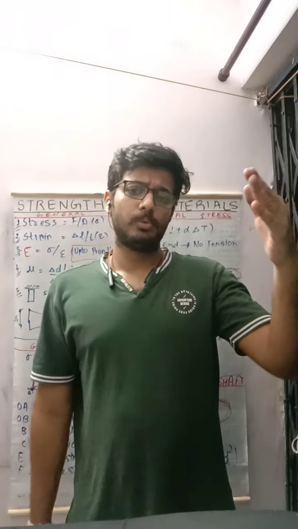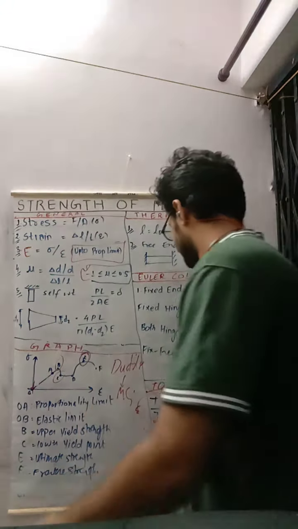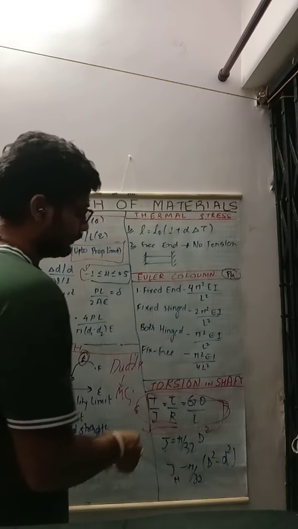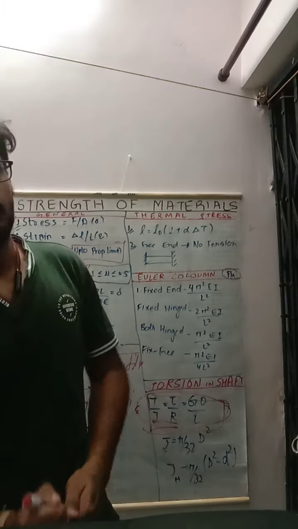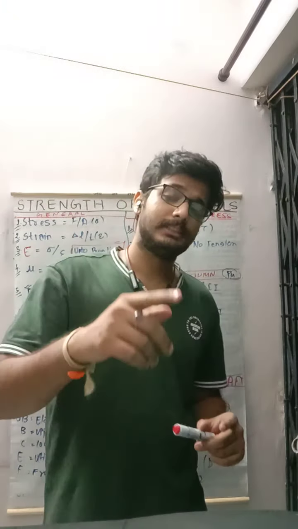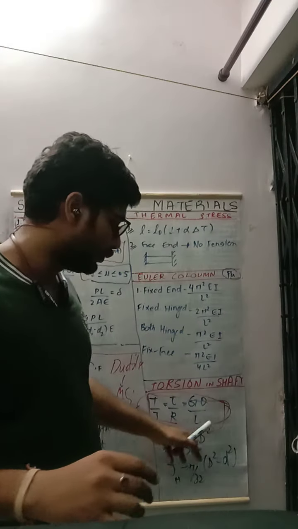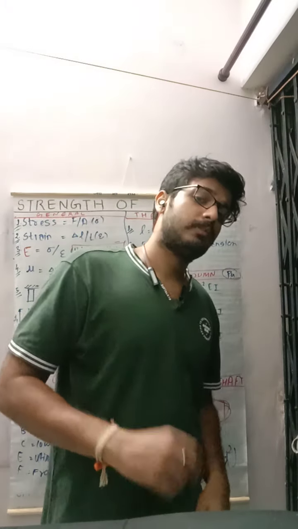Now torsion can be calculated with the help of this very beautiful formula. It's very important as well. T upon J is equal to tau upon R is equal to G theta upon L. Now what is it? Let me tell you. T is the torque, J is the polar moment of inertia, and the formula for it is pi by 32 d to the fourth for the solid shaft, and pi by 32 capital D to the fourth minus small d to the fourth for the hollow shaft.